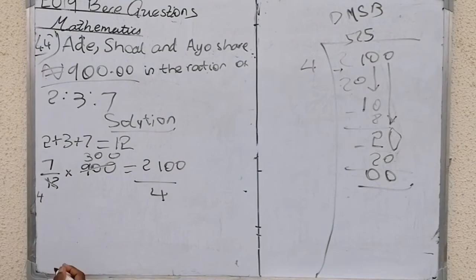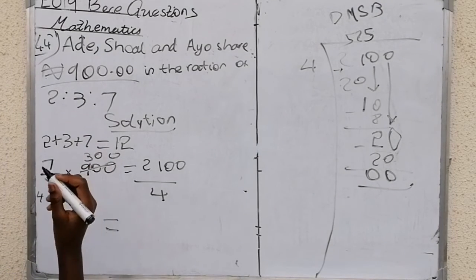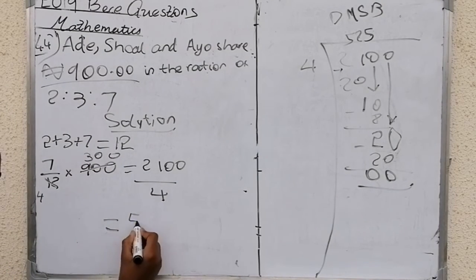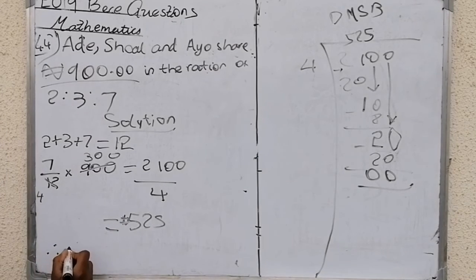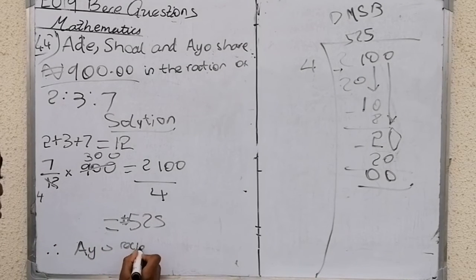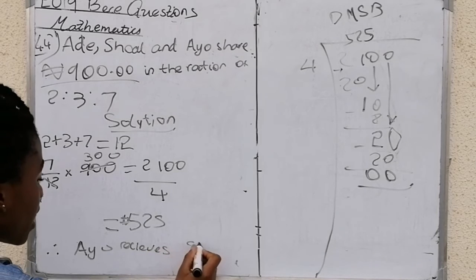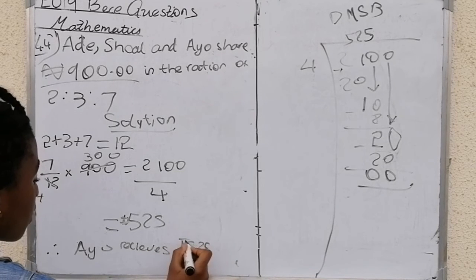So the answer: Ayo gets, let's just write this first, 525 naira. So therefore Ayo receives 525 naira.